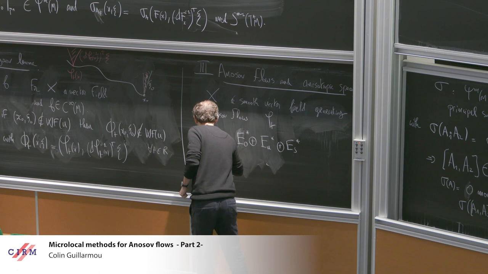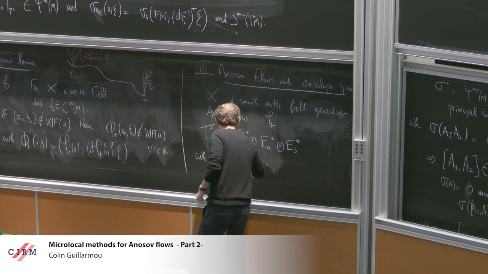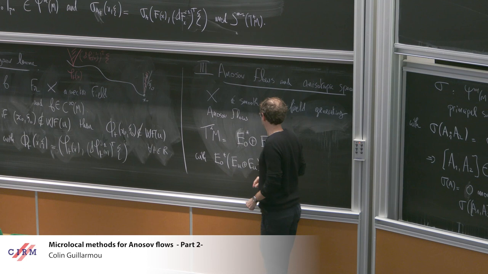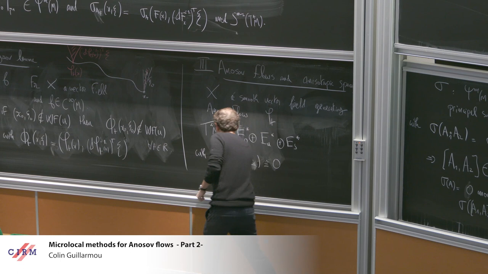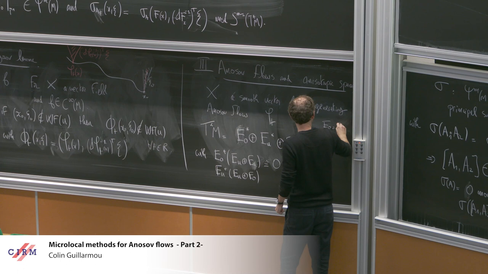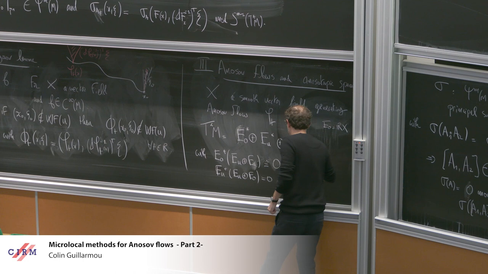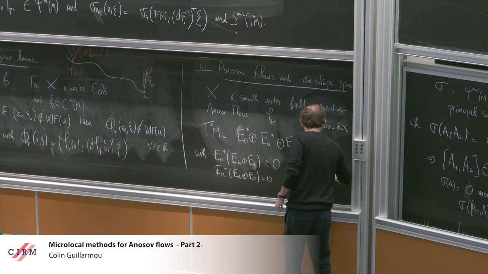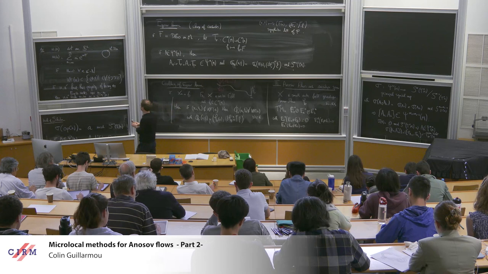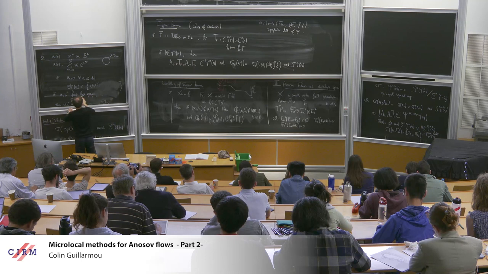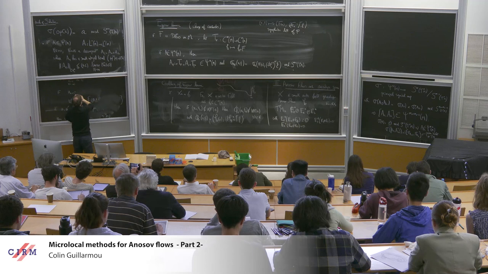And these are defined as follows. E0 star is the annihilator of EU plus ES. EU star is the annihilator of EU plus E0. E0 is R of X, the flow direction. And ES star is going to be the annihilator of ES plus E0. So if I look at the picture of the linearized flow in the cotangent bundle, I get this form of picture.